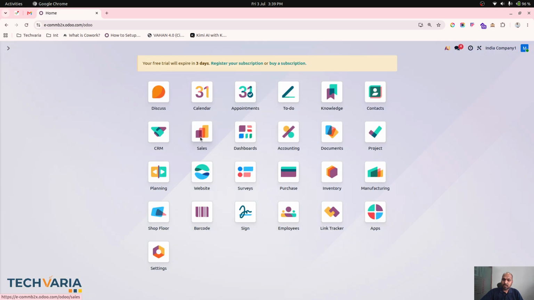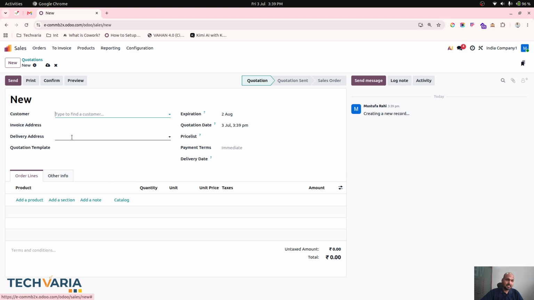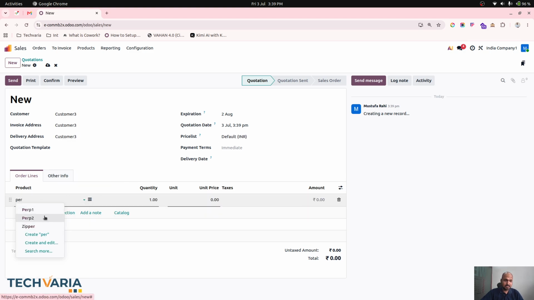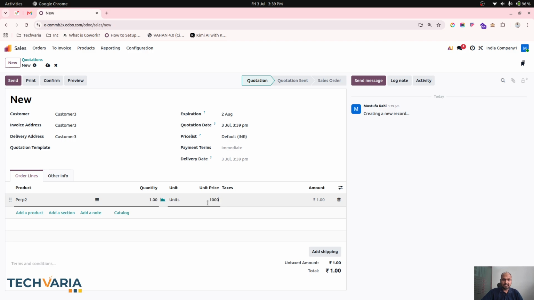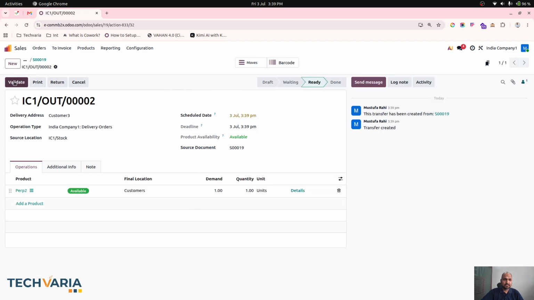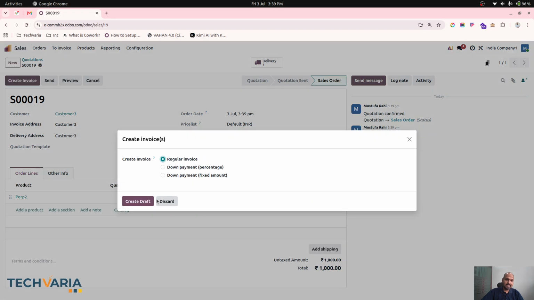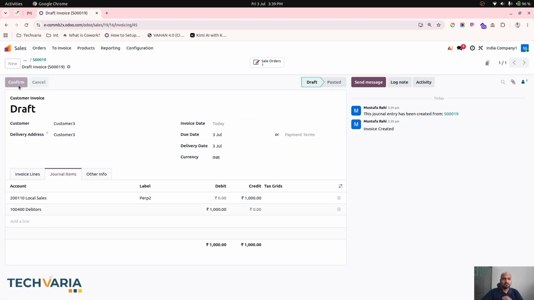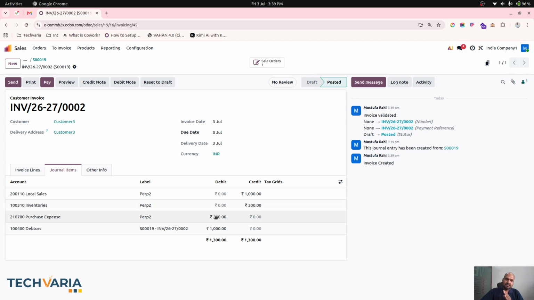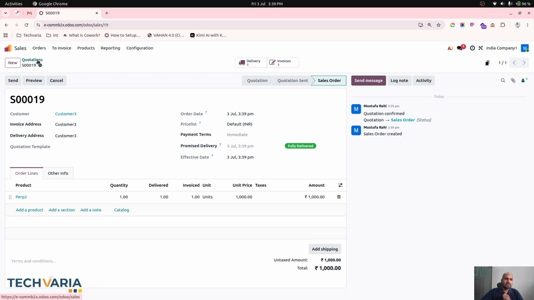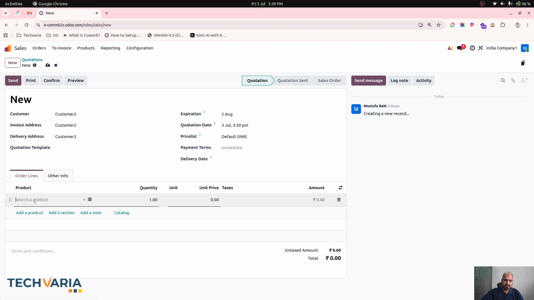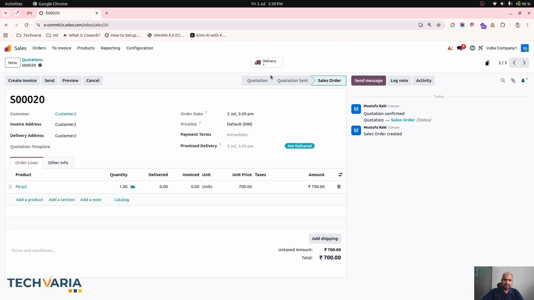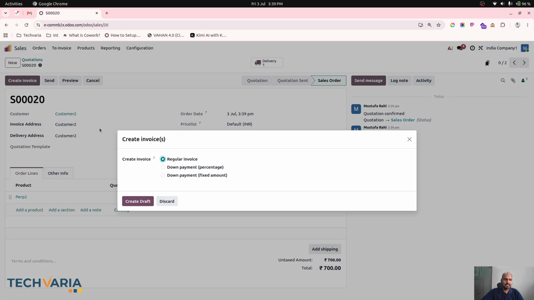Now I am also selling that item to a few of the customers. So perpetual 2, I am selling 1 unit at 1000, delivering also, and then creating the invoice. During invoice creation, my inventory goes credit, my purchase expense is also booked, and my income is booked. Now I will create one more customer order. In customer 2, I am selling that inventory again, 1 unit at, let's say, 700. I'm delivering that, validating that, and creating the invoice.